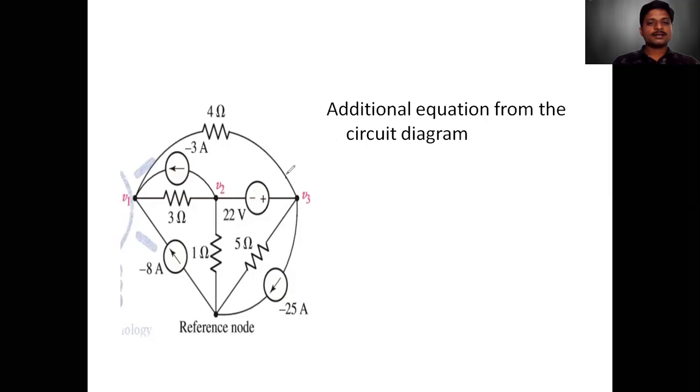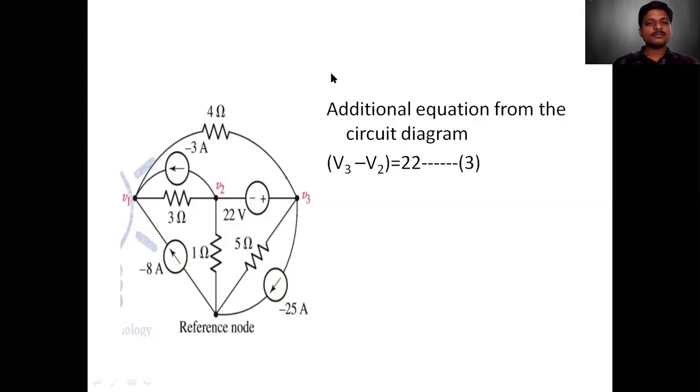So what you can decide from this diagram is, see here, you can write V3 minus V2 equal to 22. So that is the additional equation you can write. Therefore, this is the third equation. So from the diagram itself, you can take a third equation, V3 minus V2 equal to 22. That will be equation 3.